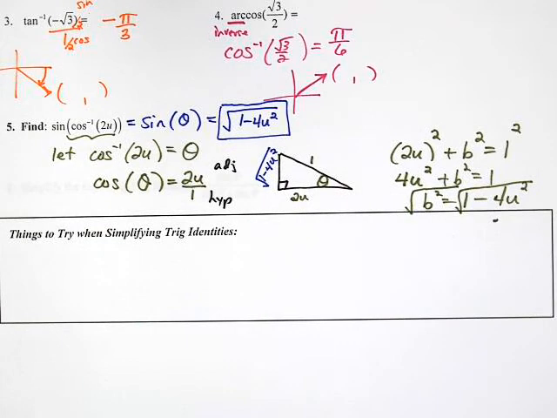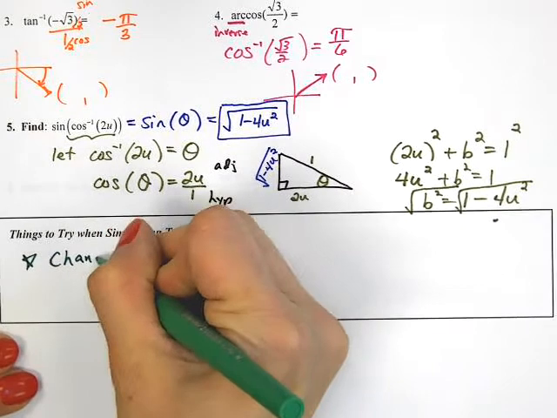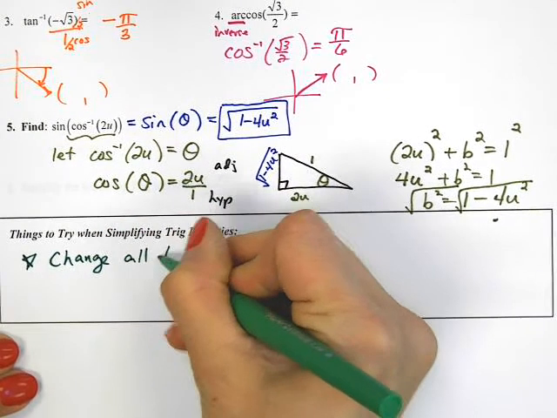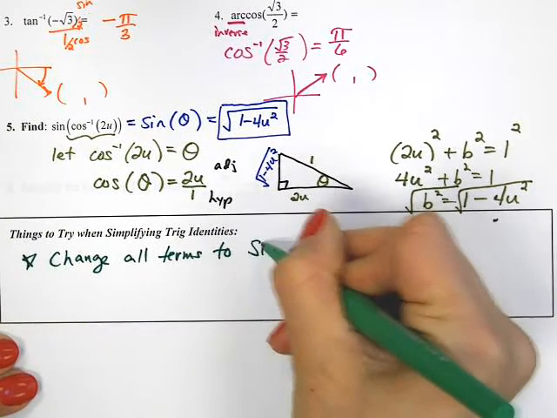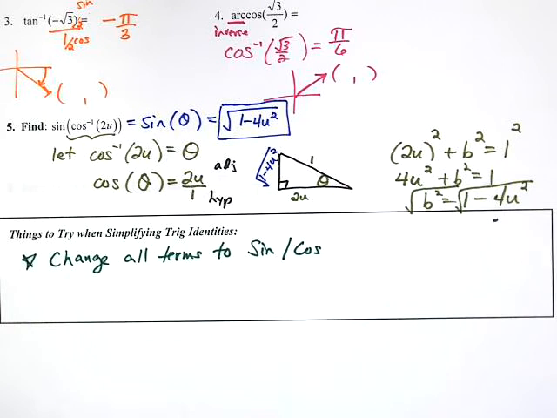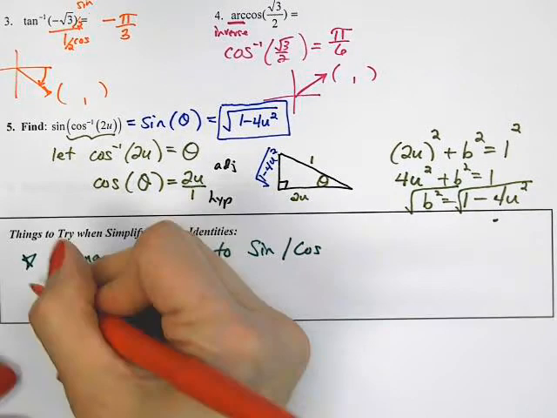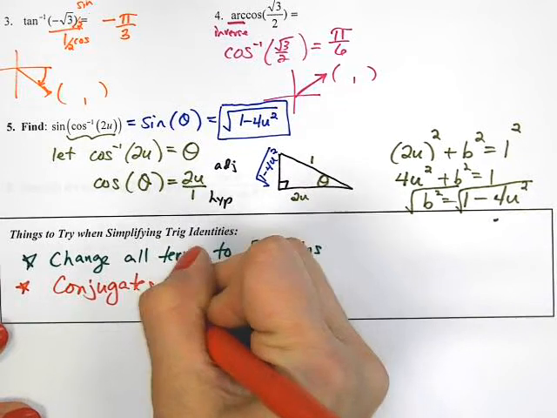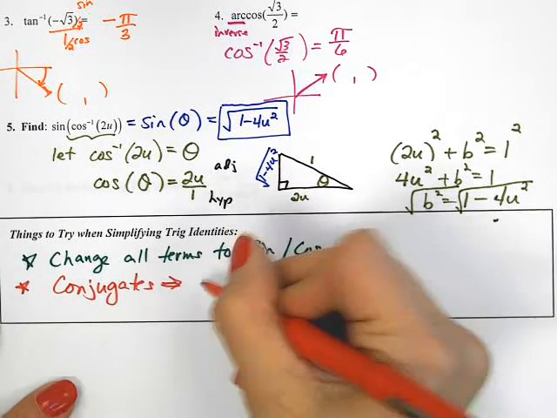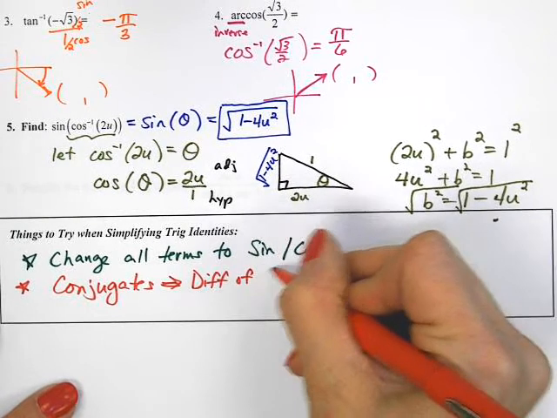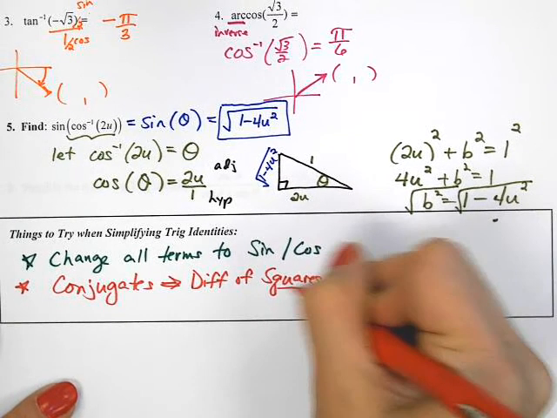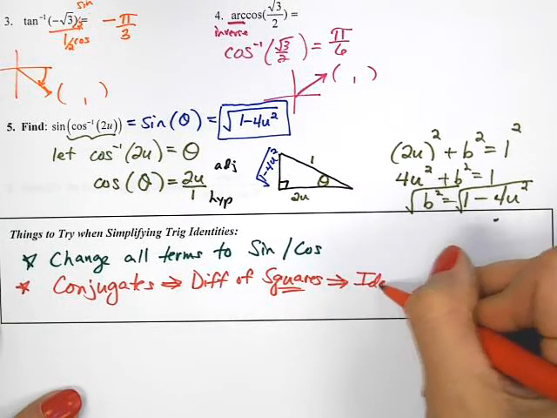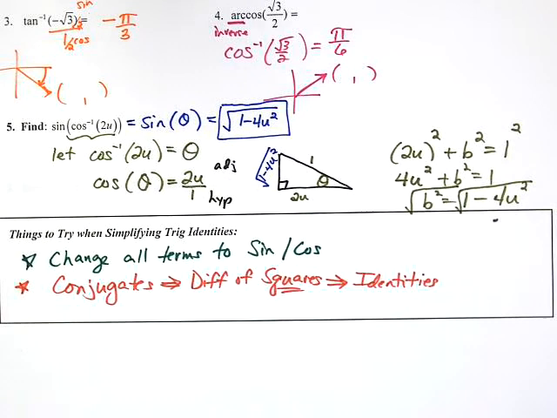Alright, that was the first couple sections, and then the rest of this chapter was really simplifying trig identities. So what are some of the things that we could try? A very popular technique is to change all terms to sines and cosines. And then everything matched, and you're able to go with it from there. So that was very powerful. People liked that. Another thing to do is try some conjugates. Conjugates are awesome because conjugates make difference of squares. And then the difference of squares helped us use the identities. And identities is a technique in and of itself.